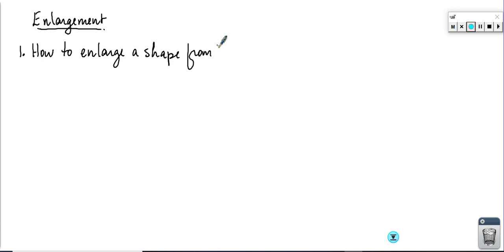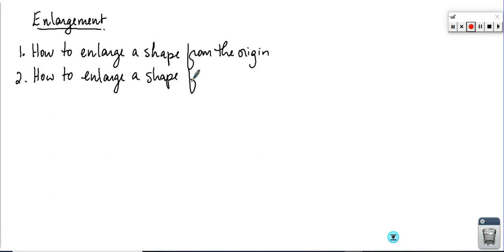So, what are we going to learn in this lesson? First of all, number 1, how to enlarge a shape from the origin. Number 2, we're going to see how to enlarge a shape when the center of enlargement is not the origin. So from any other point.